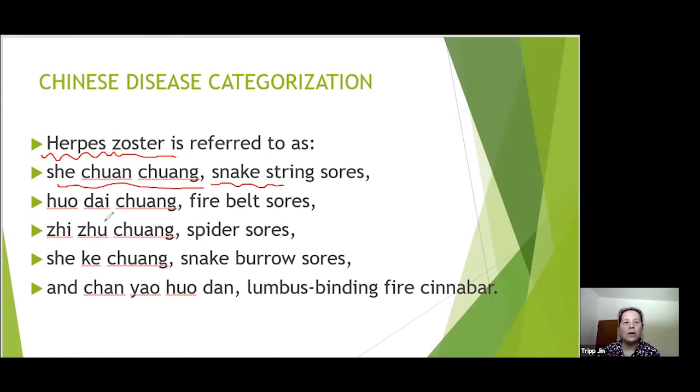And also maybe some red bands that look like a sore in there. So we got different names based on their clinical symptoms. But truly, mainly we see the symptoms on the skin, with redness in there, and especially on one side of the body.